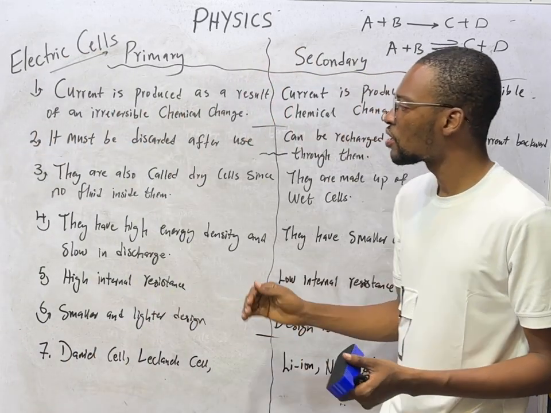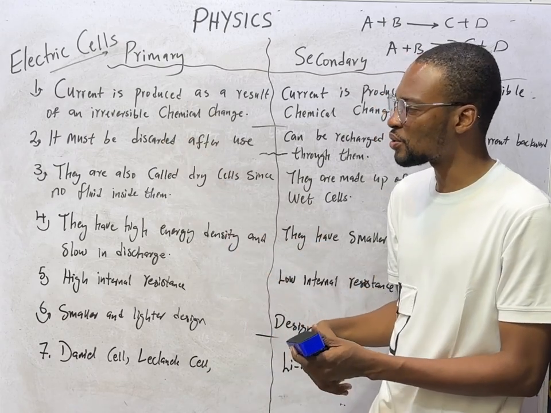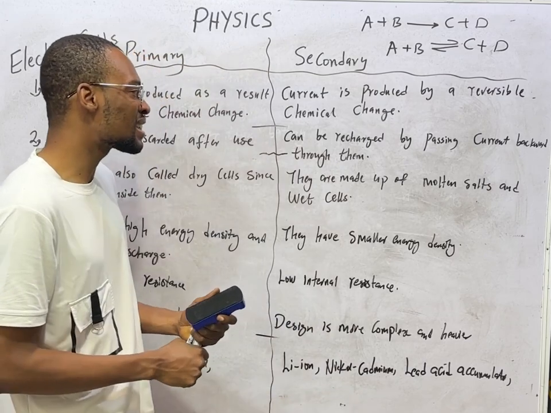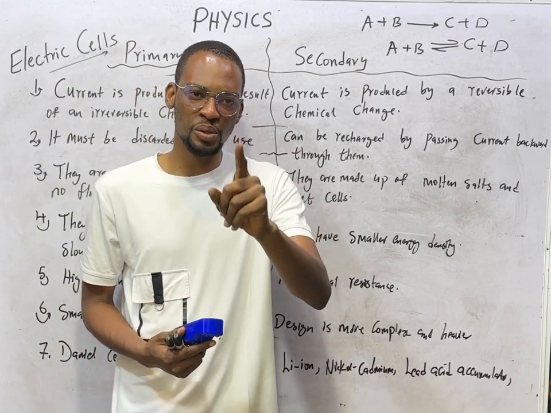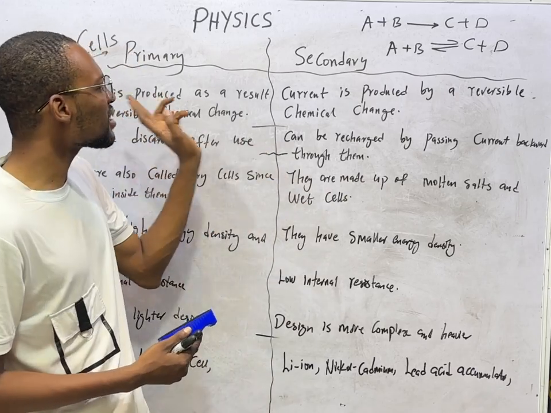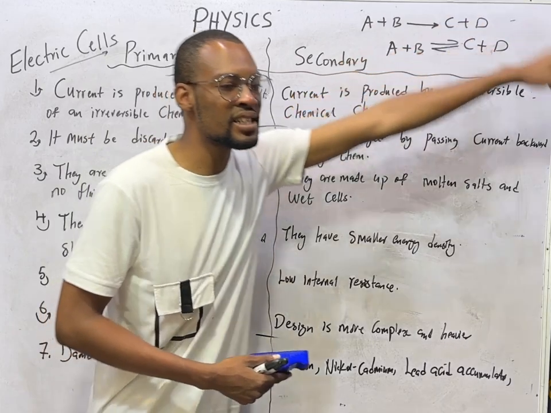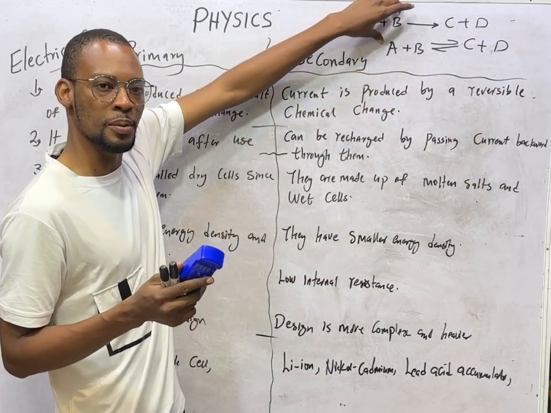Number two: primary cells must be discarded after use. Meanwhile, secondary cells cannot be discarded after use. Why must we discard primary cells after use? Because the current in primary cells is irreversible, it's only forward. So when the current discharges in the forward reaction, that is all. So there is nothing left here.